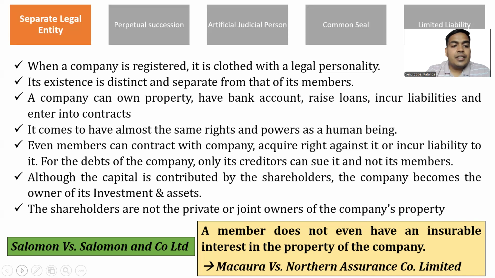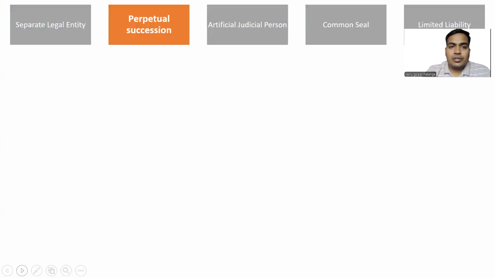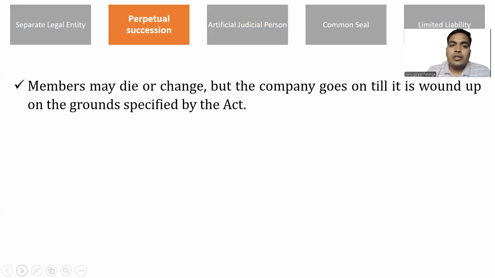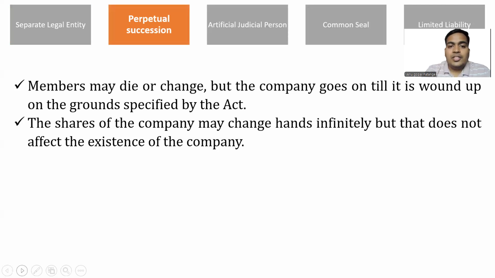Next, we will discuss perpetual succession. What is perpetual succession? Mere death of the owner, mere death of directors, a single director or all the directors, a single member or all the members, does not affect the existence of the company. Members may die or change, but the company goes on till it is wound up on the grounds specified by the Act. The shares of the company may change hands infinitely, but that does not affect the existence of the company.